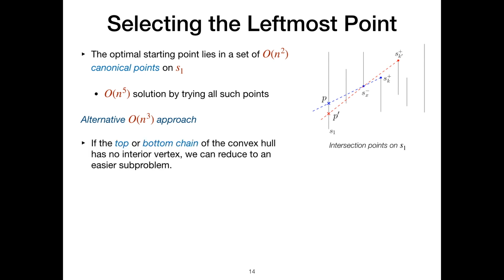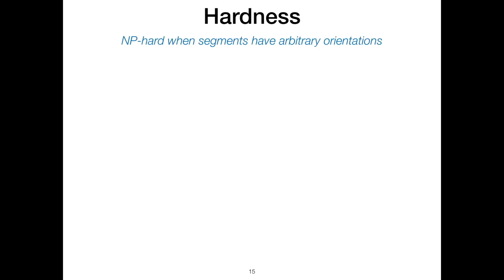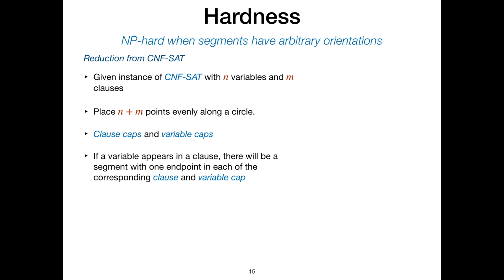If the top or bottom chain of the convex hull has no interior vertex, we can reduce to an easier subproblem. Otherwise, there must exist some pair of vertices S_i plus and S_j minus which are consecutive in the left to right order of the optimal hull vertices. Then we can independently calculate the minimal chains to the left and right of this pair with our dynamic program in cubic time. We also prove that it is NP-hard if the set of segments have arbitrary orientations. We use a reduction from the SAT problem.